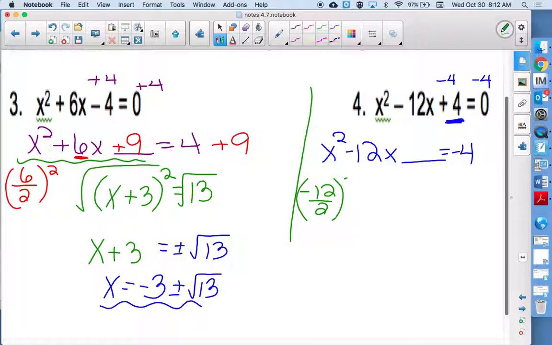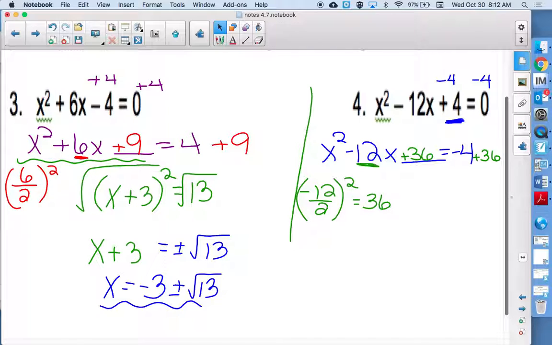And then we'll square that. So negative 12 divided by 2. And negative 6. Excellent. So always the middle number, you're cutting it in half. And then we're squaring it, and we get 36. Again, don't forget on the other side, we have to add 36.